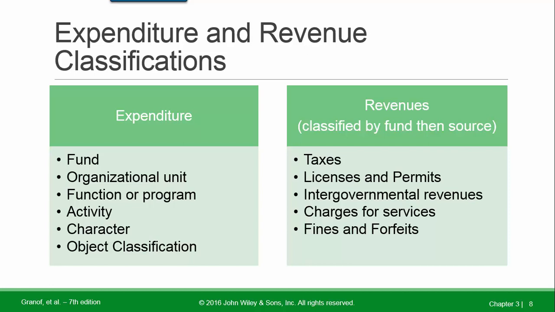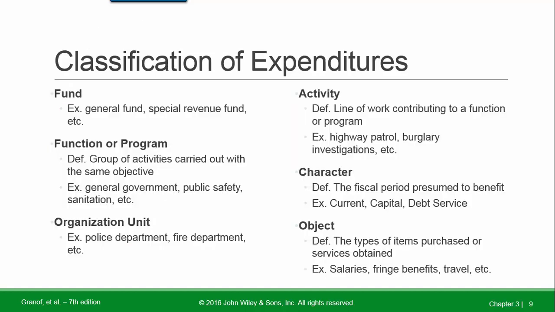So example, classified by general fund and then the source. Special revenue fund, then the source. So we're looking for taxes, license and permits, intergovernmental revenues, charges for services, fines and forfeits. So you can think of these as the types of revenues that a state and local government generates.